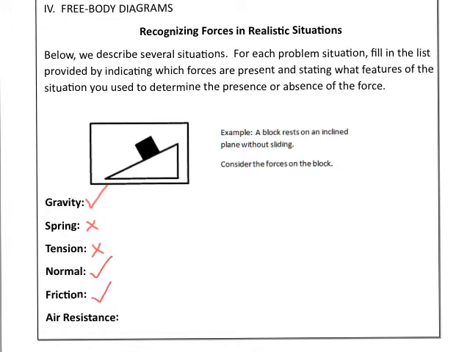If it were a horizontal surface and there was no sliding, there wouldn't be friction. But this one, because it's on an incline, the friction's the only thing that's preventing it from sliding down. So in this case, there is friction. Since there isn't any rope or spring holding it up, friction has to be the force that prevents it from sliding down the incline. And in this case, it's not moving, so we don't have any air resistance.